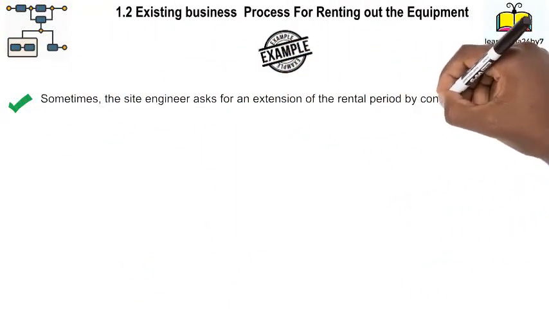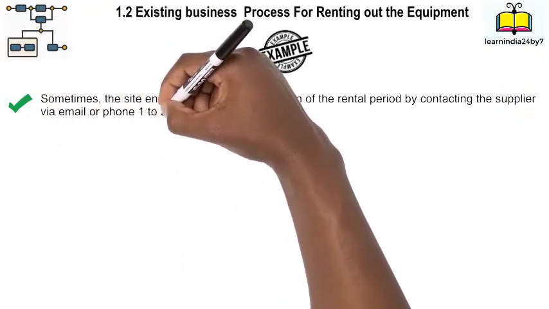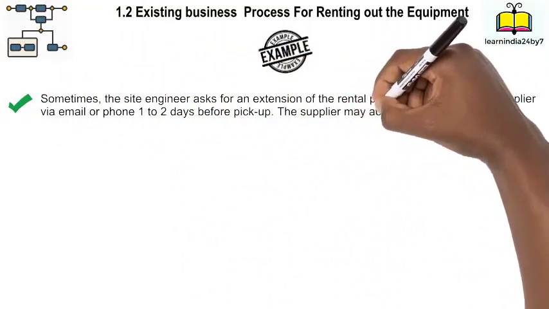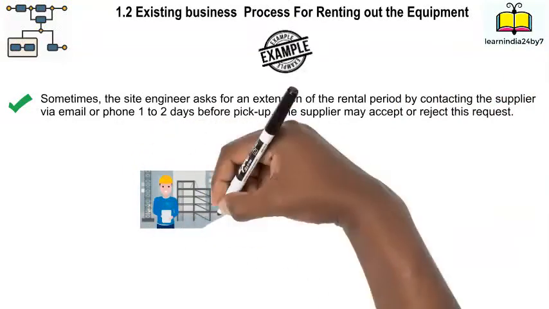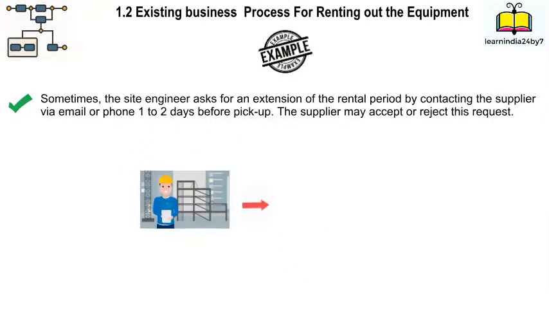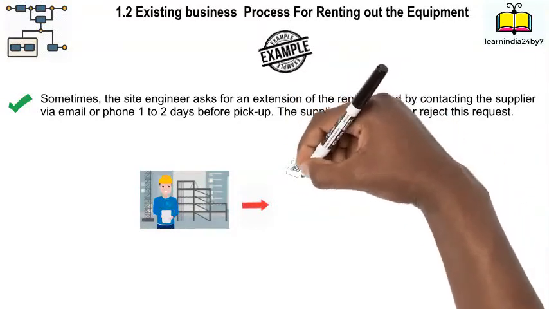Sometimes the site engineer asks for an extension of the rental period by contacting the supplier via mail or phone 1 or 2 days before pickup of the equipment. Subsequently, the supplier may accept or reject this request.